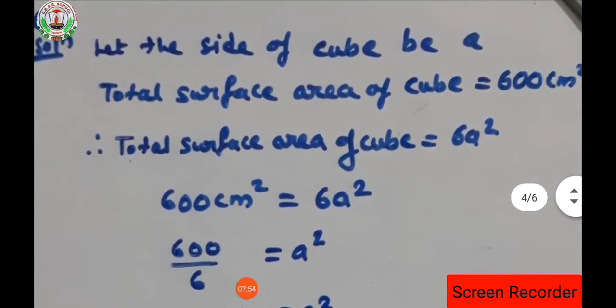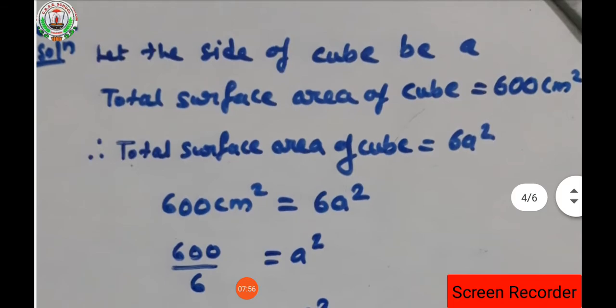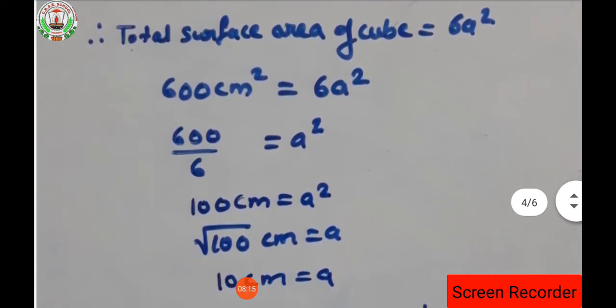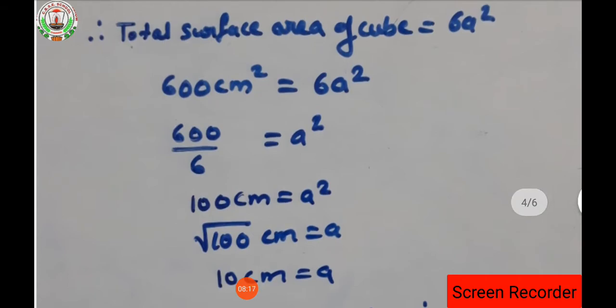What is given in question number 3? In question number 3, we have to find the side of a cube. So let us consider the side of the cube as a. The total surface area of the cube is given as 600 centimeter square. With the help of this we are going to find it. The total surface area of a cube is equal to 6a². This is the formula only, isn't it?